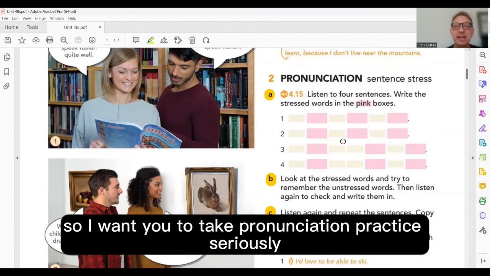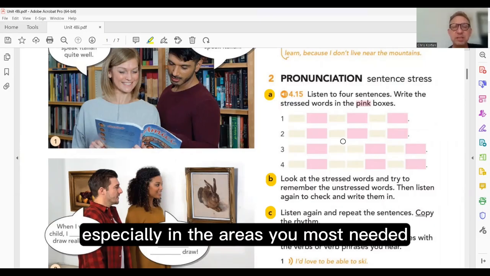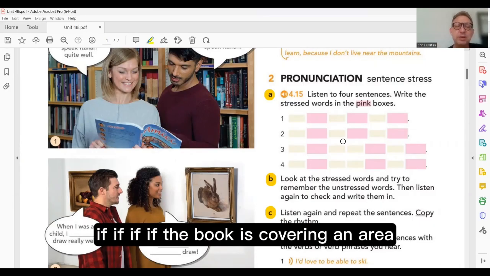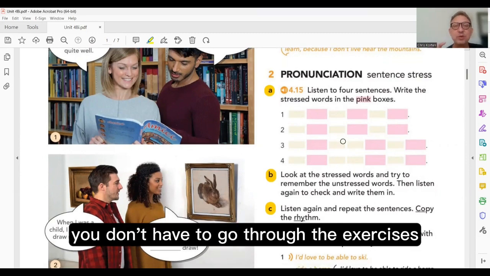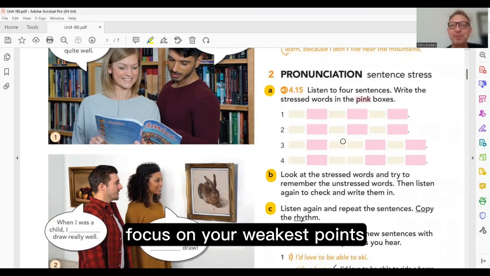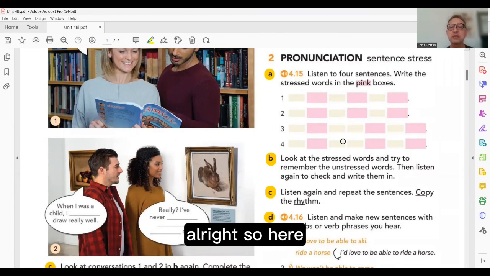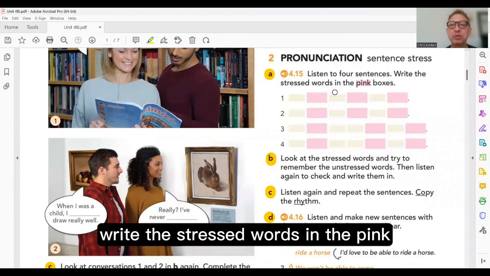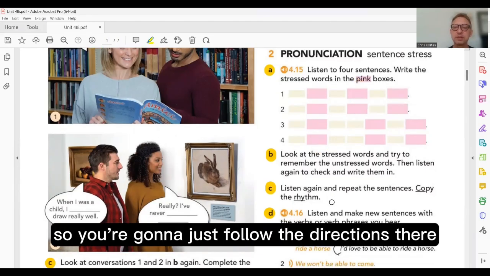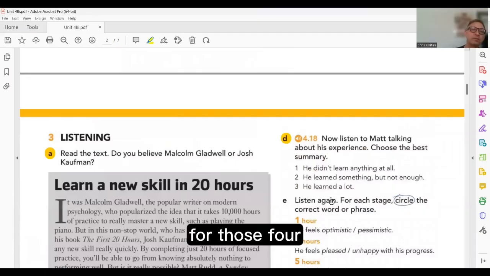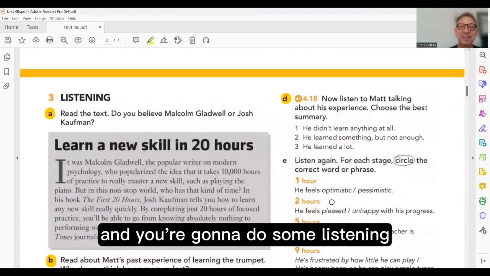So I want you to take pronunciation practice seriously, especially in the areas you most need it. If the book is covering an area of pronunciation that you're good at, you can skip through it. You don't have to go through the exercises. Focus on your weakest points. All right. So here, you're going to listen to the 4 sentences, write the stressed words in the pink, the stress in the sentences. All right. So you're going to just follow the directions there for those 4, and you're going to do some listening.